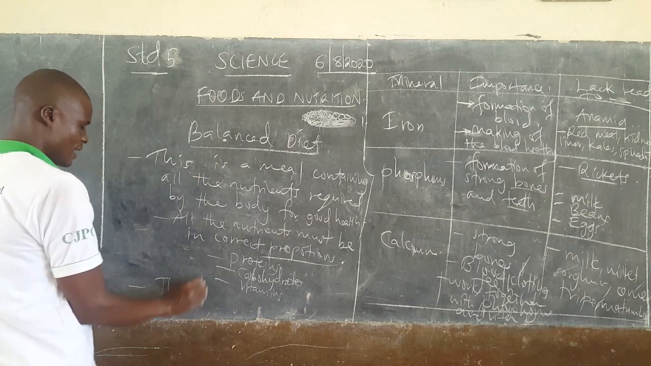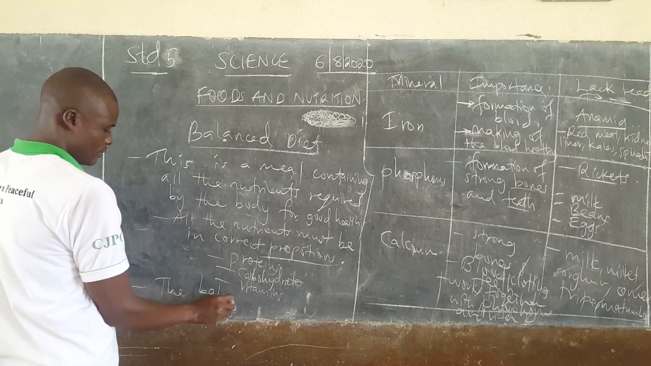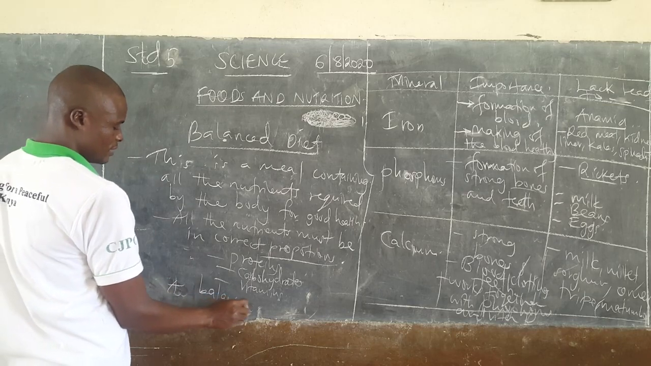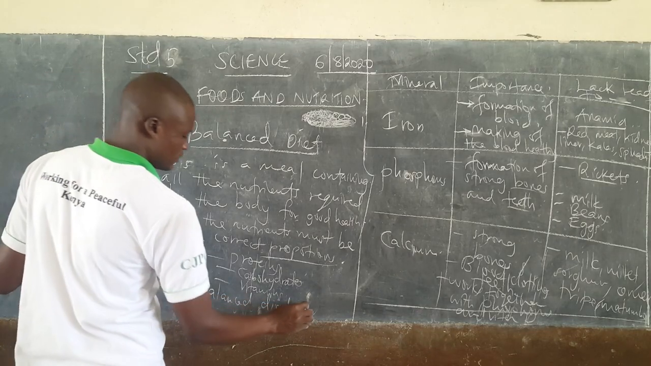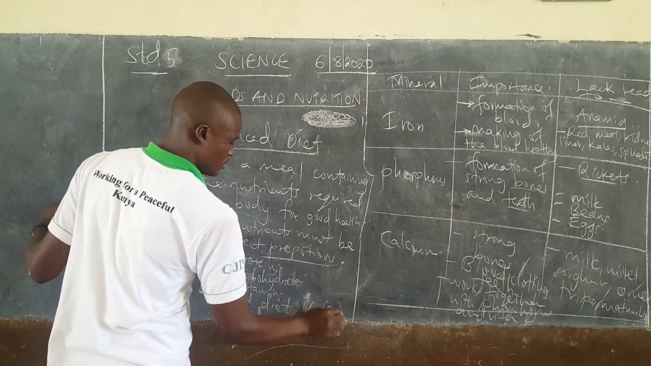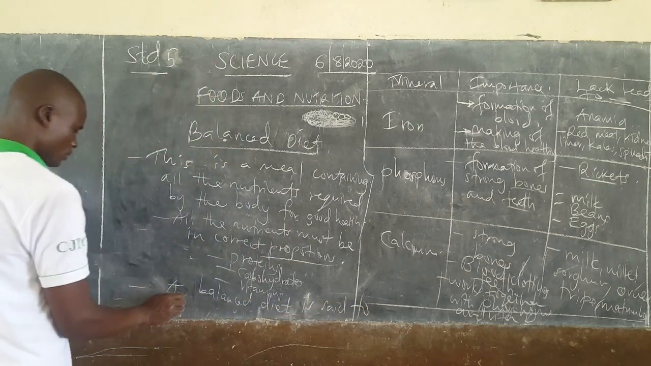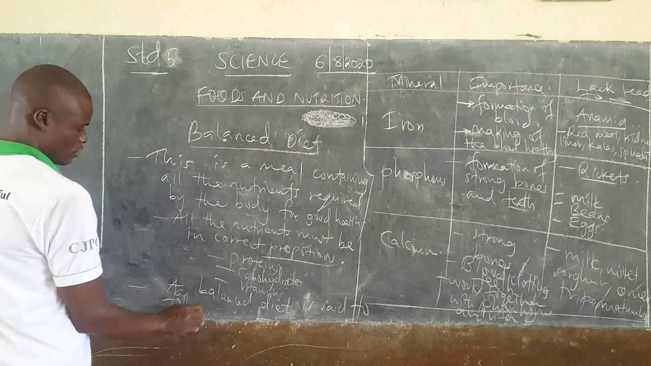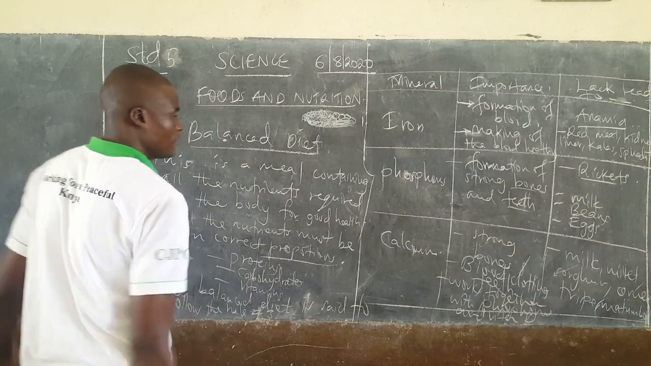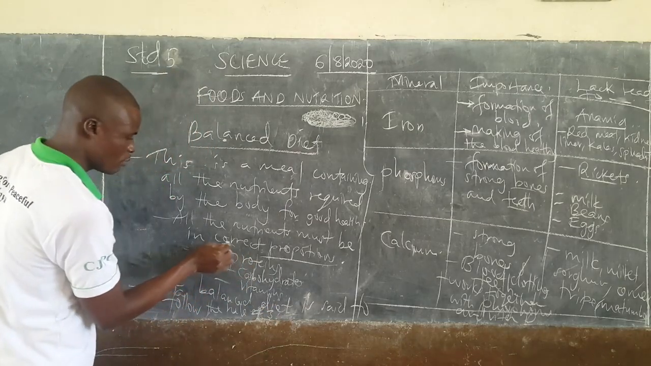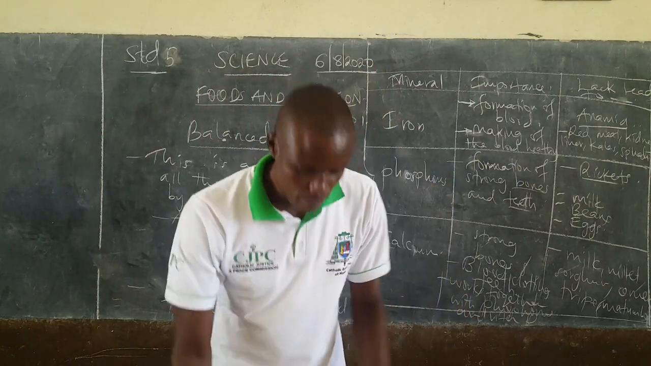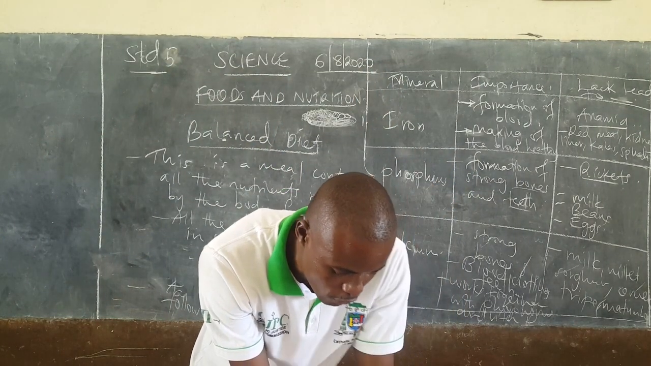So the balanced diet is said to follow the rule of 3, as they have said. The 3 individuals, as we have mentioned, proteins, vitamins, and carbohydrates. When they follow that rule well, in correct proportion, we say that they have followed the rule of 3.